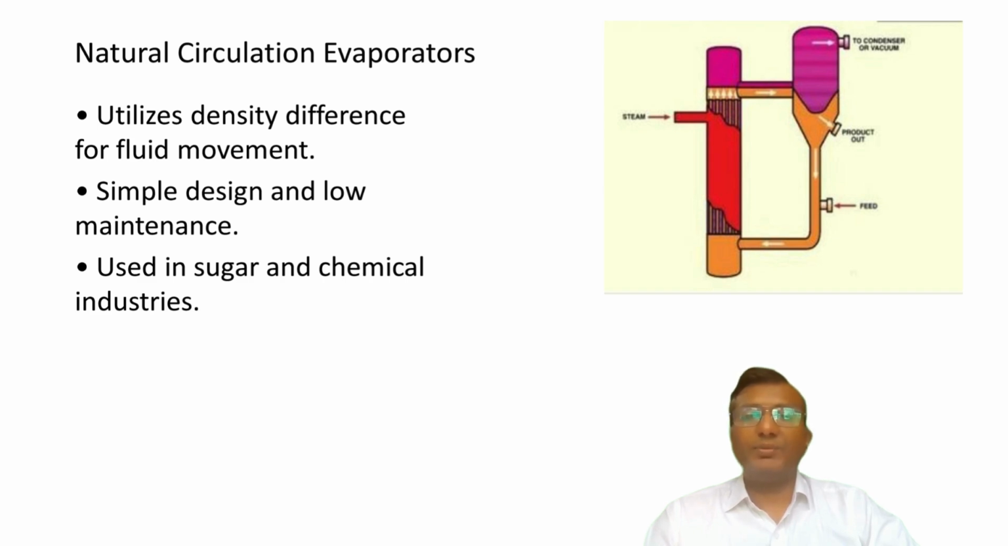For example, in sugar production, these evaporators remove water from the cane juice to produce syrup. However, they are less effective for high viscosity fluids or where scaling is a concern. As the circulation relies on natural forces, their reliability and low energy requirements make them ideal for applications with stable operating conditions. Understanding natural circulation evaporators helps engineers design cost-effective systems for processes requiring steady, low-maintenance operations. Next, we will look at forced circulation evaporators, which offer enhanced performance.